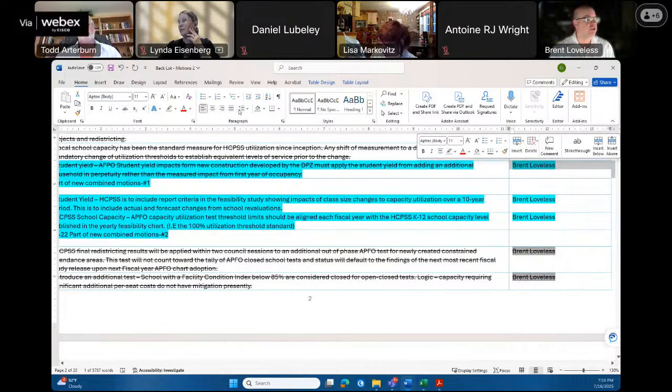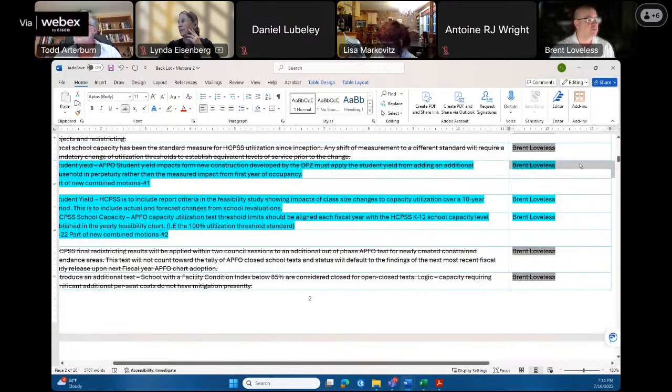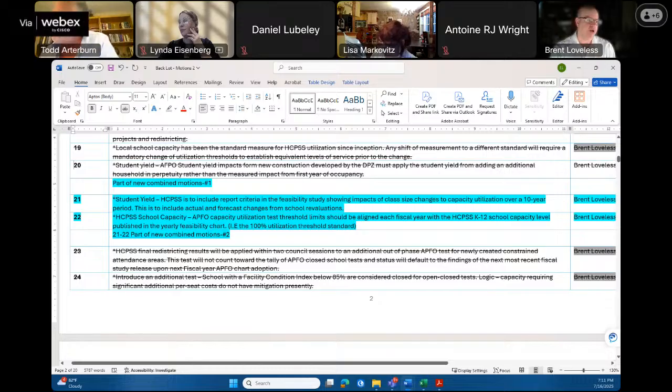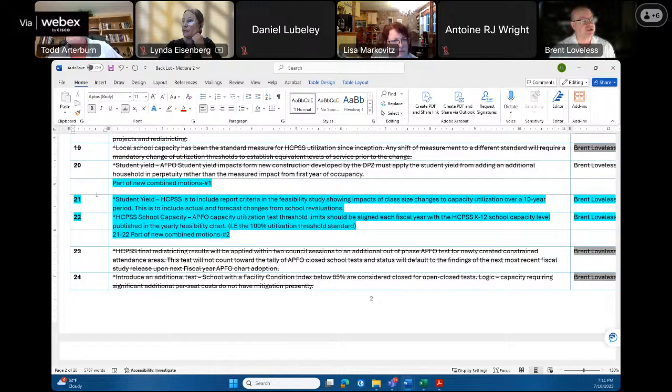Okay. Student yield. I make a motion that the Howard County Public School System include report criteria in what is now the follow-on to the feasibility study, showing impacts of class size changes to the capacity utilization over a 10-year period. This is to include actual and forecast changes from school reevaluations.